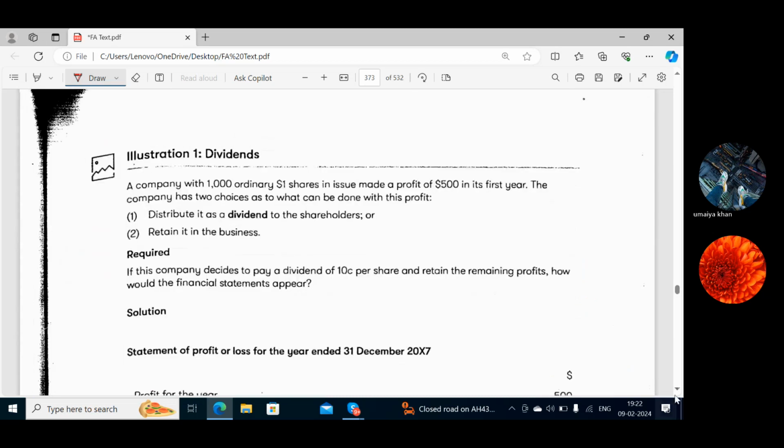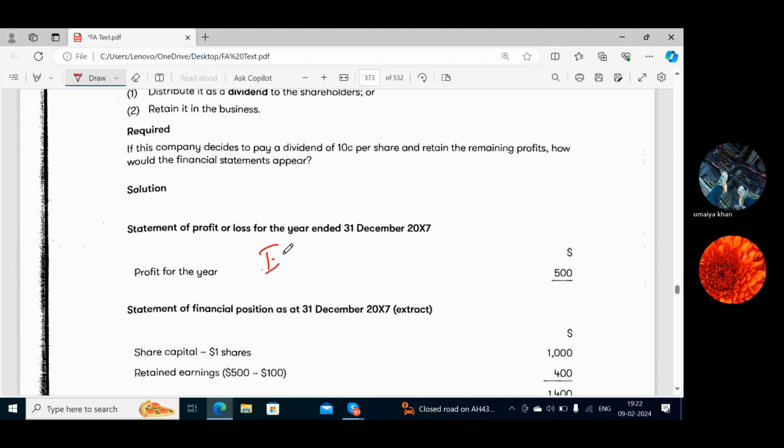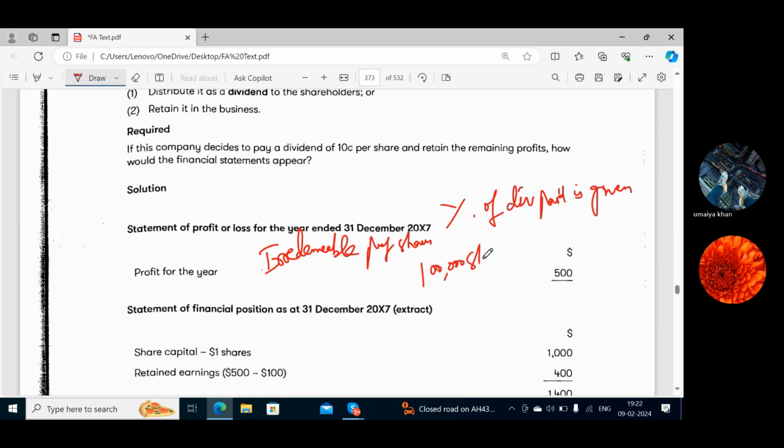So here I'll give you a clear idea. Irredeemable preference shares, percentage of dividend paid is given. Okay, so we have 100,000 shares into $1 per share. The capital is $100,000. Of this $100,000, 6% will be paid as dividends, $6,000.